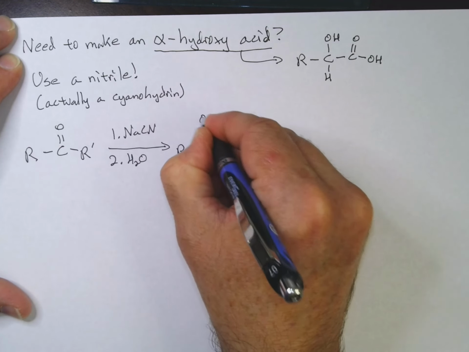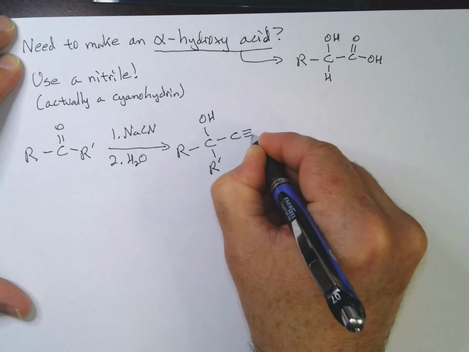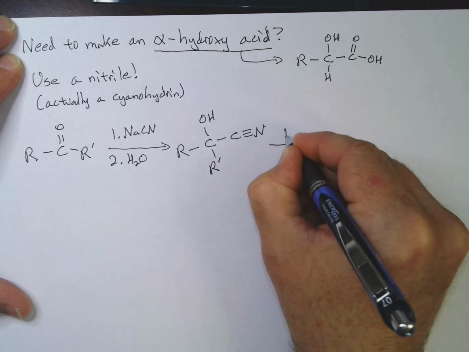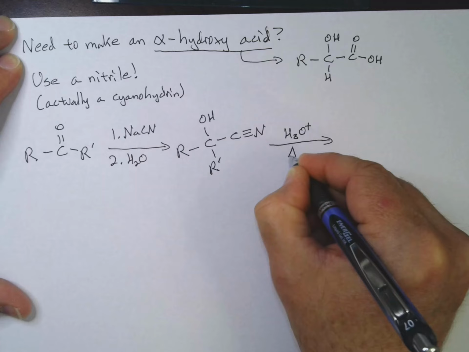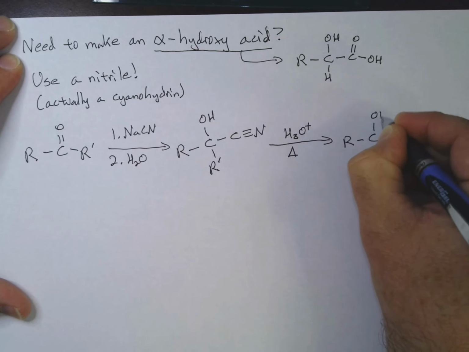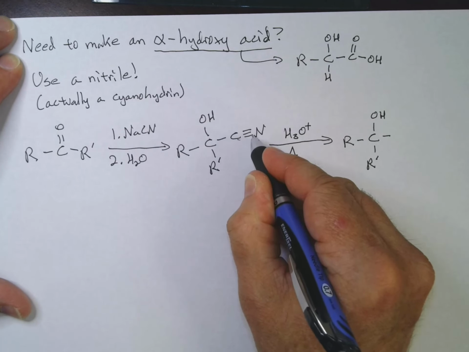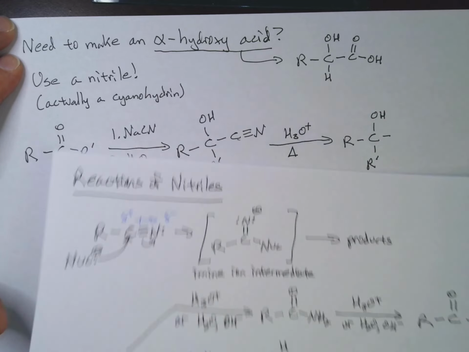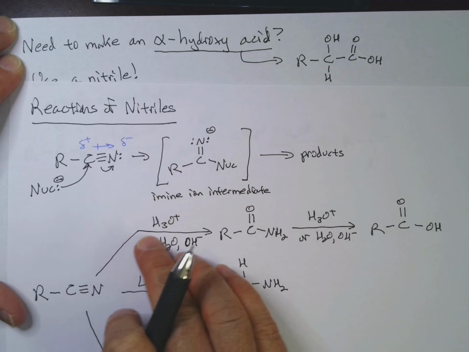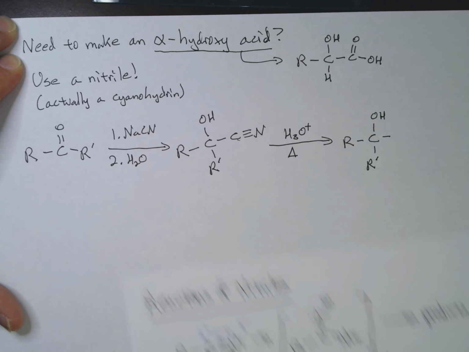RCOH R prime C triple bond N. Now hydrolyze. H3O plus and heat. And what do I get? I get RCOH R prime. Those stay the same, but now my nitrile gets hydrolyzed to a carboxylic acid. Okay, it's hydrolyzed all the way to the carboxylic acid.